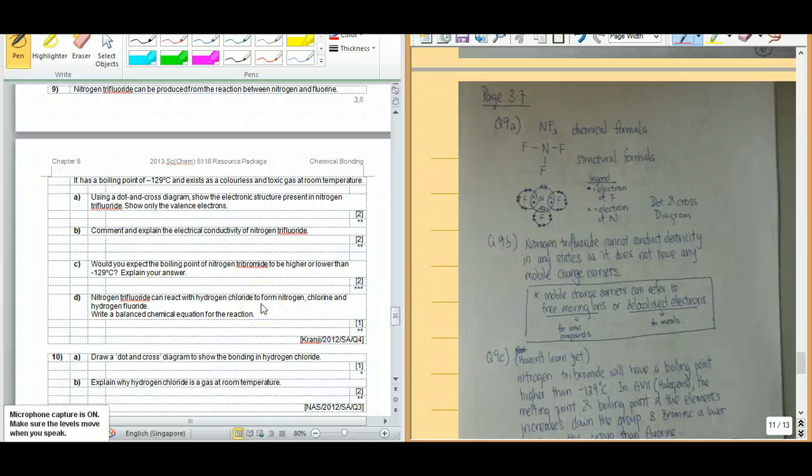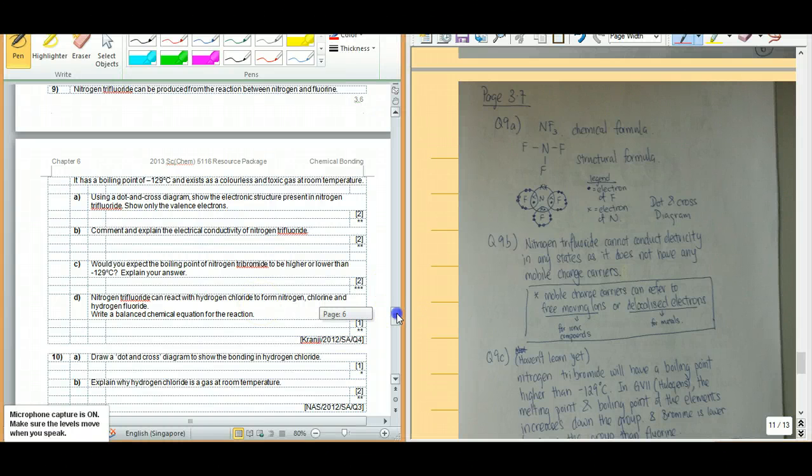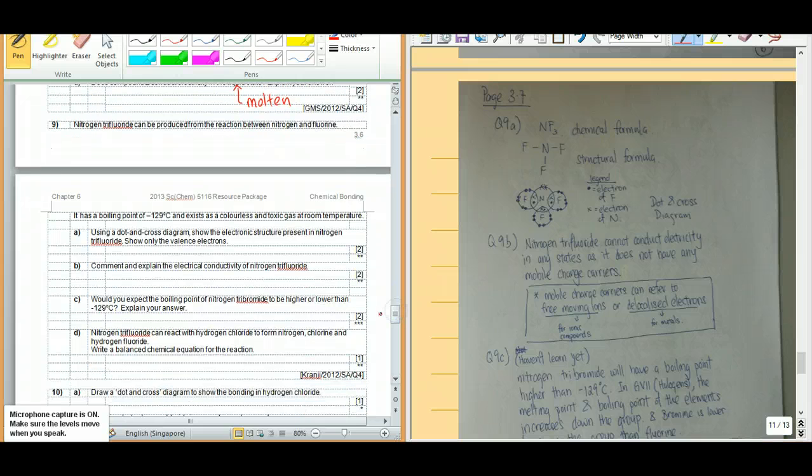Bonding essay question 9. In question 9, it talks about nitrogen trifluoride. Part A, I've already gone through this in your atomic structure, and once again, it's no difficult stuff. It's also your covalent bonding. By now, you should be quite familiar with it. Now let's look at 9b.